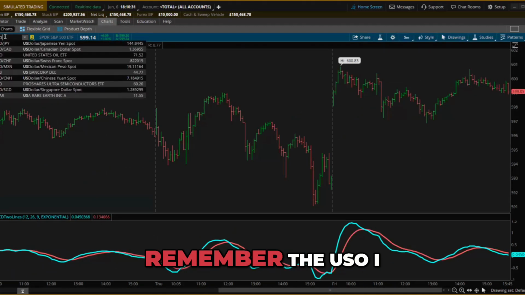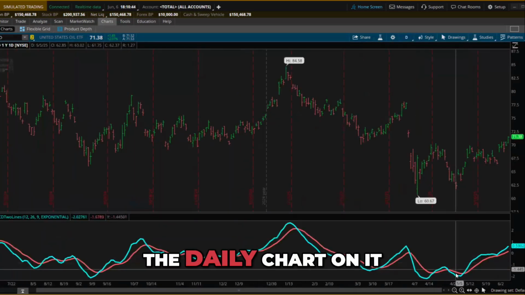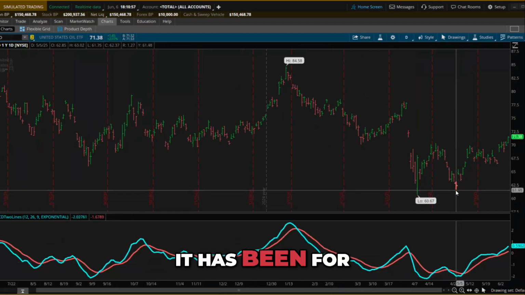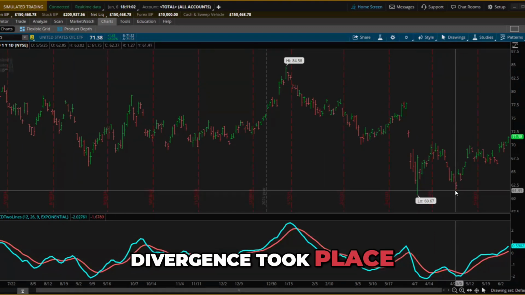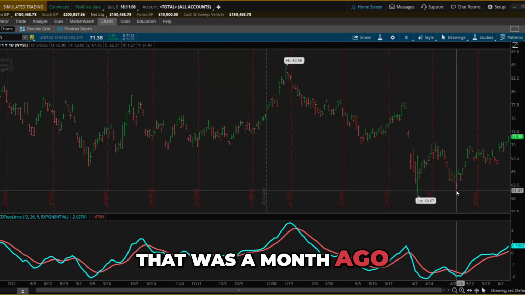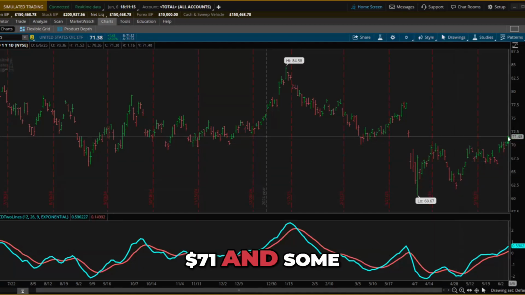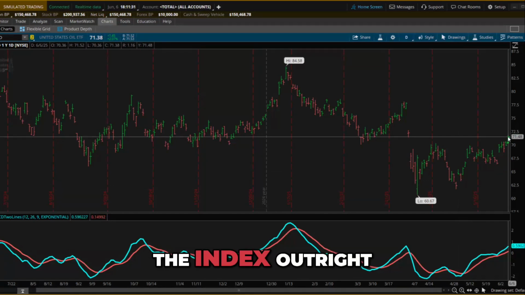Except on the short term. Remember the USO I was talking about a while back? Maybe 2 weeks ago? You can look at the daily chart on it. See what I mean? It is at a new high today. That is the highest point it has been for a while since this divergence took place. So that was a month ago, at $61 and something. And then today it's $71 and something. So what is that? 15, 17, almost 20% return if you had bought the index outright.